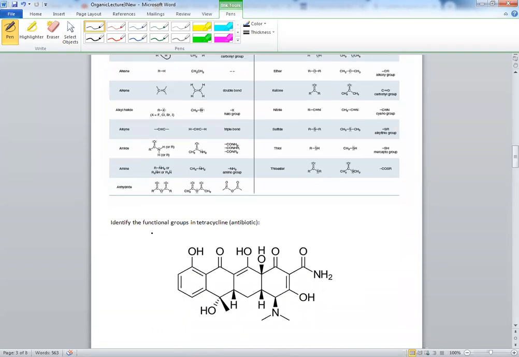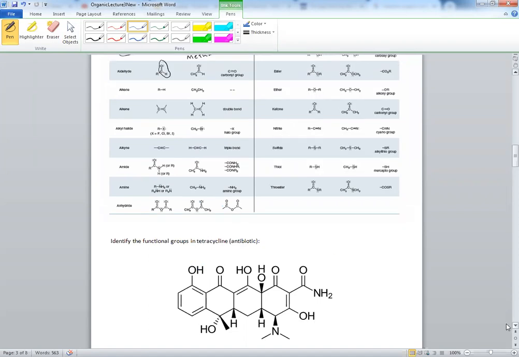So a common question is, identify the functional groups in tetracycline, which is an antibiotic. Now, why is this an important procedure? Because if you don't know the functional group, you don't know what reactions it's going to undergo. So once again, let's actually relate this to it. So I'm going to look around and see what functional groups I have.